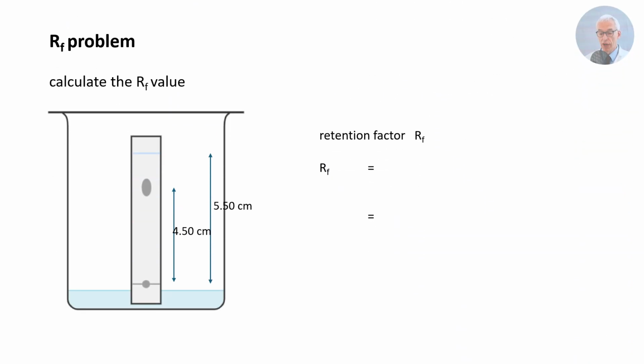I would recommend that you carry out one calculation before moving on. Here is a chromatogram with one solute. The distance from baseline to solute spot and the distance from baseline to solvent front are measured for you. Calculate the retention factor for this solute. Stop, come back to check your answer.